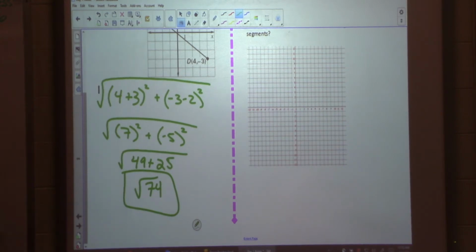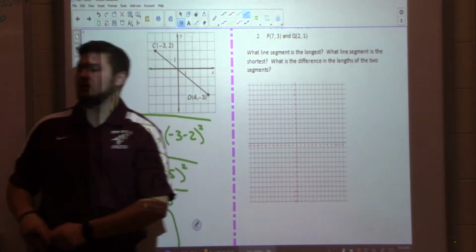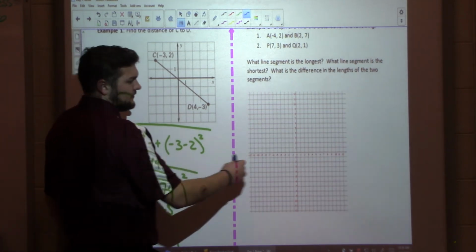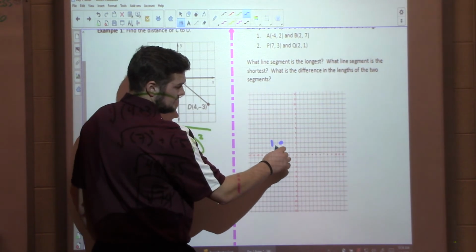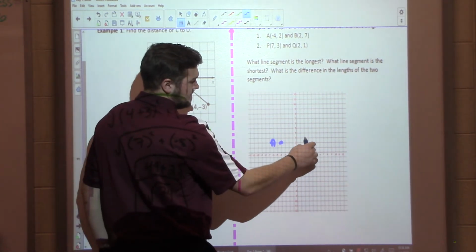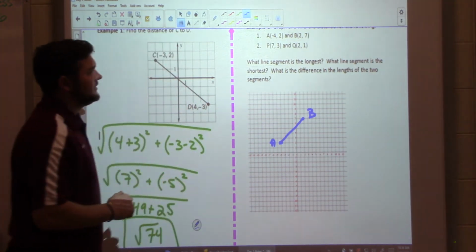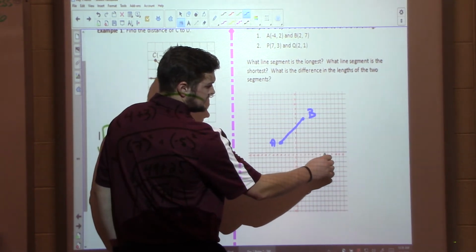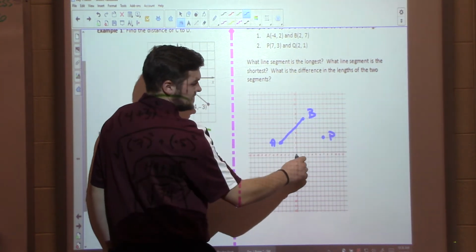Alright, the next one. We need to graph 4 points to create 2 lines. And we want to know which one's longest, which one's shortest, and the difference between them. So the first points, A and B: A is negative 4, 2, and B is 2, 7. Draw a line. Then P and Q: P is 7, 3, and Q is at 2, 1.